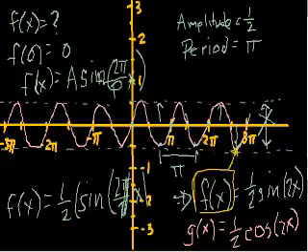And now g of x. When x is 0, what is g of 0? Let's put 0 in here. So this whole term will become 0. What's cosine of 0? It's 1. And 1 times 1/2, so g of 0 is 1/2. So we would start here. And then, just like this sine function, we would have a period of pi, because it has the same coefficient here. So this will just look like this.